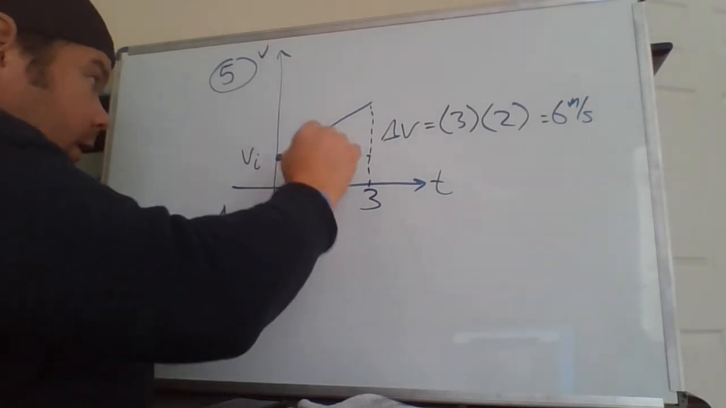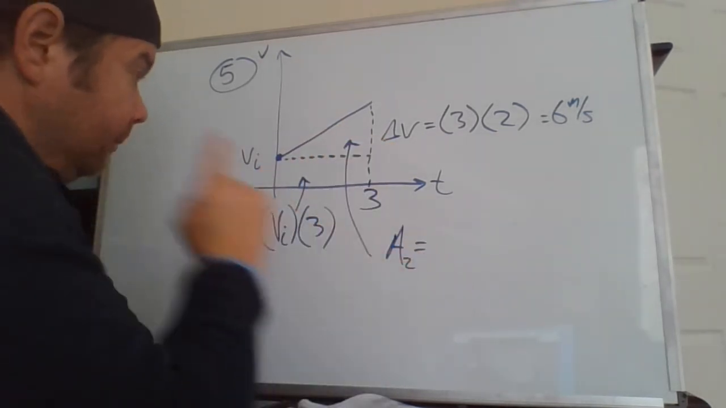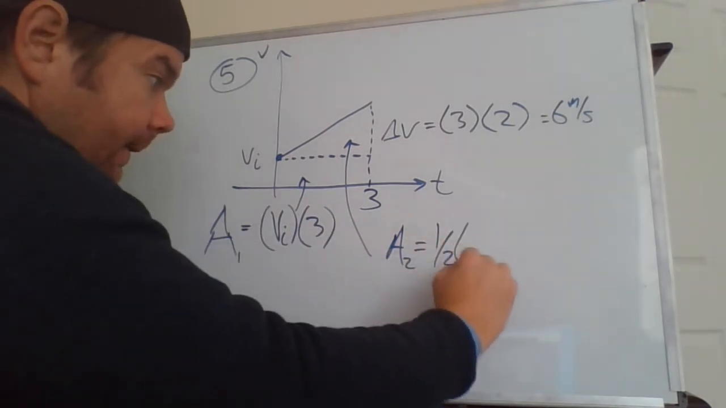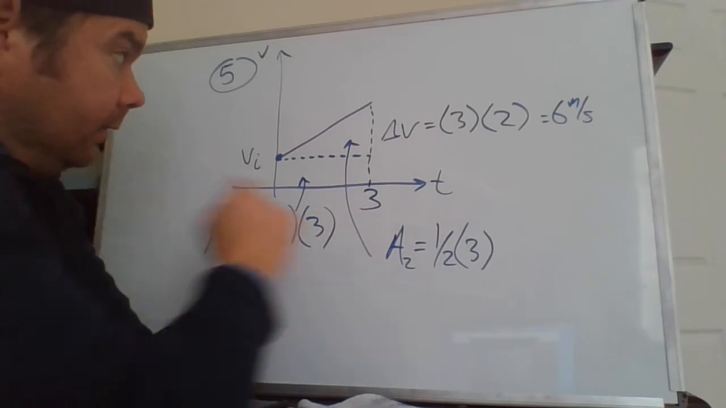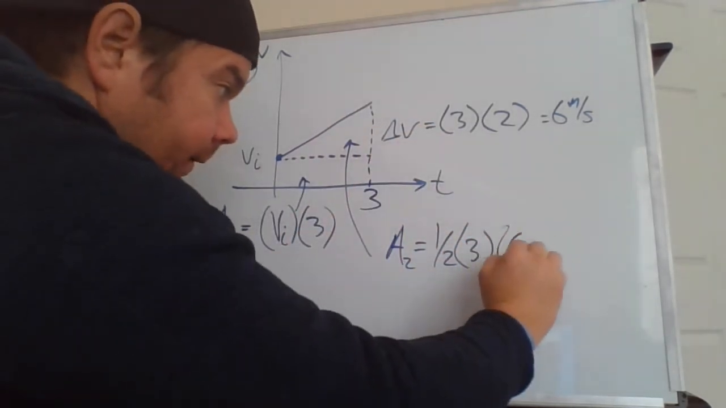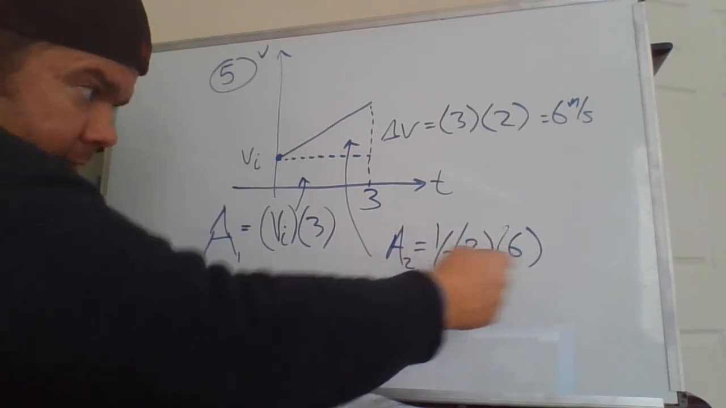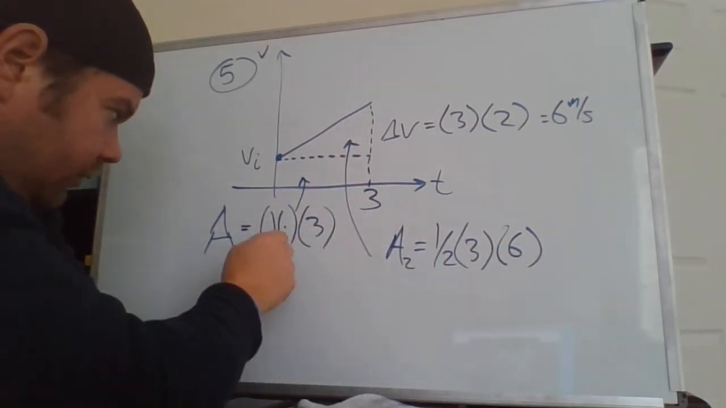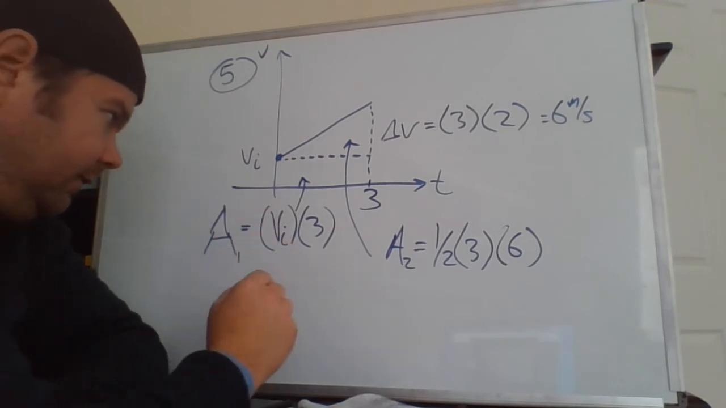Area number 2, which would be the triangle part, that would be 1/2 the base, which we know is 3, times the height, which is the change in velocity, so that's where it comes in handy. Times the 6, and that's great. I know everything in this top part. The only unknown, it looks like, is the initial velocity, so I can put everything together.